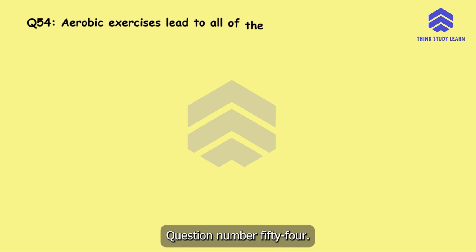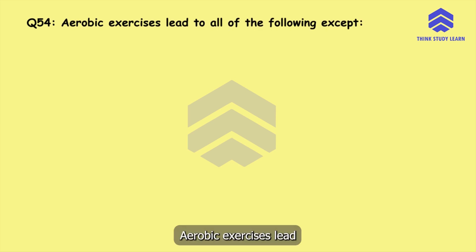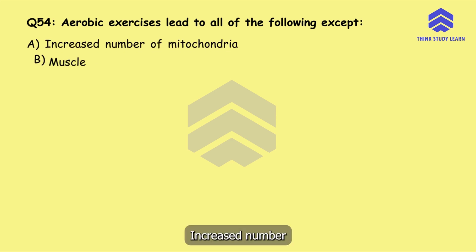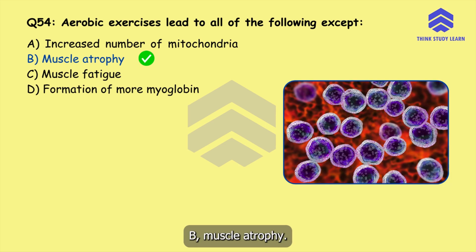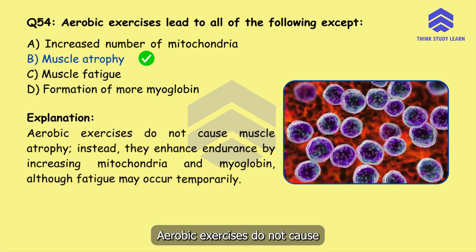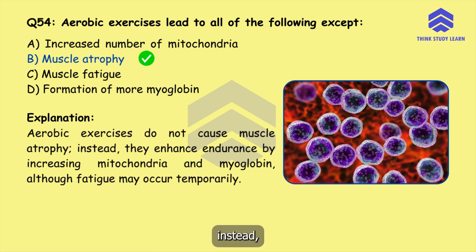Question number 54. Aerobic exercises lead to all of the following except increased number of mitochondria, muscle atrophy, muscle fatigue, or the formation of more myoglobin. The correct answer is option B, muscle atrophy. Aerobic exercises do not cause muscle atrophy. Instead, they enhance endurance by increasing mitochondria and myoglobin, although fatigue may occur temporarily.